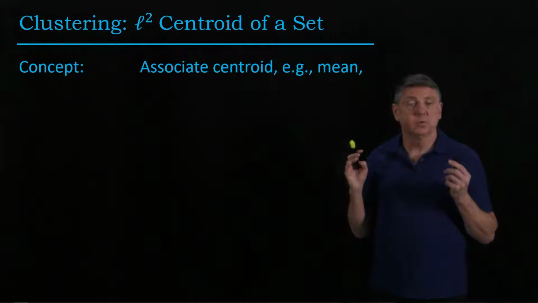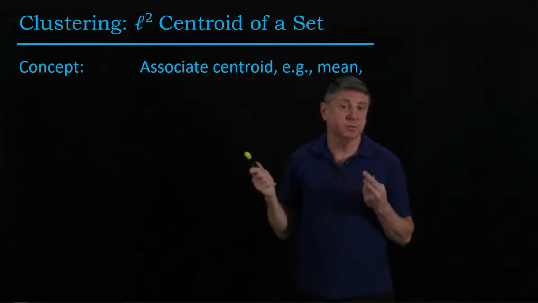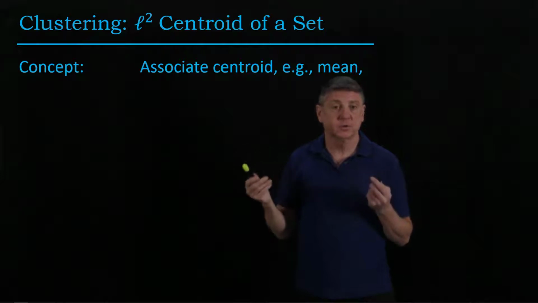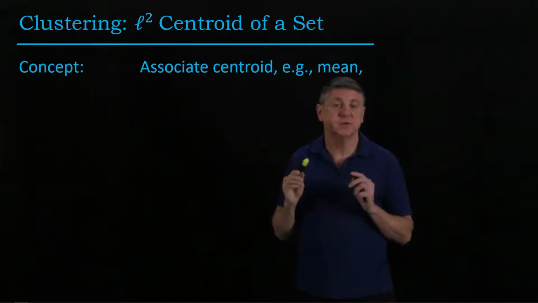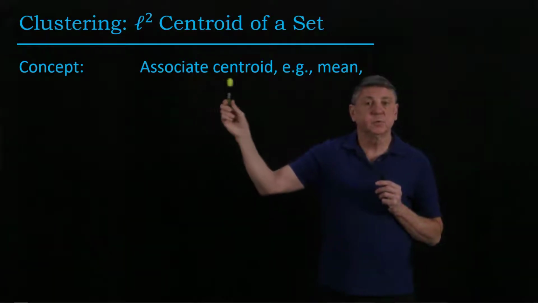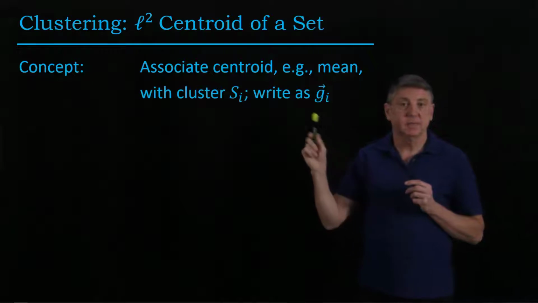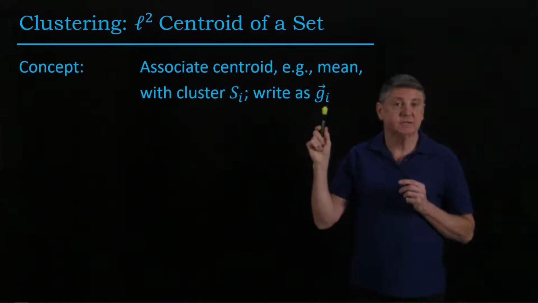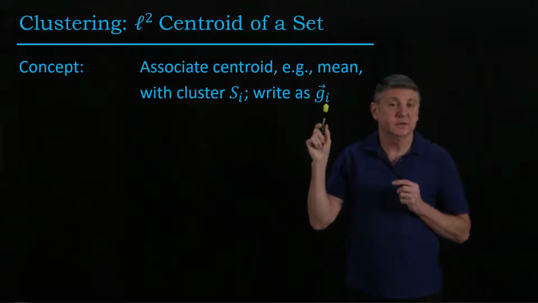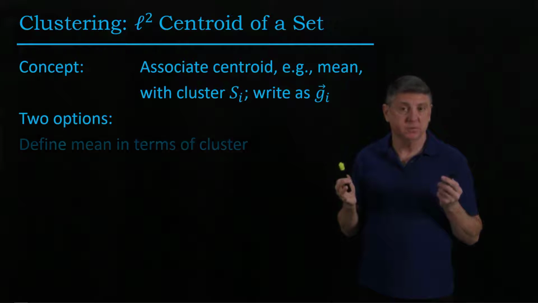So one norm that we'll often use is the L2 or Euclidean norm, and that's the square root of the sum of the squares, or for clustering purposes, we often deal with just the square of the norm. So with this, we'll associate a mean with a cluster. And we'll write this mean as the vector g, and when we need to, we'll index it with the letter i. So we now have two options.